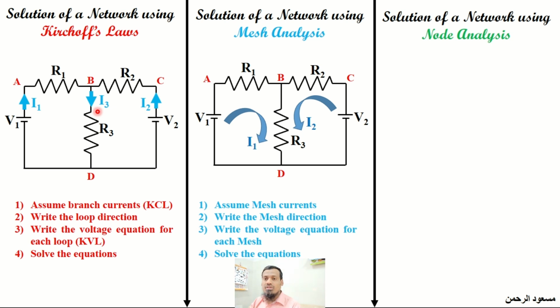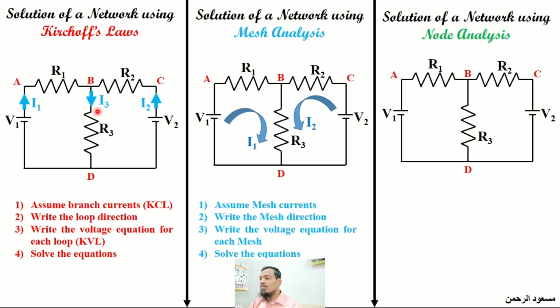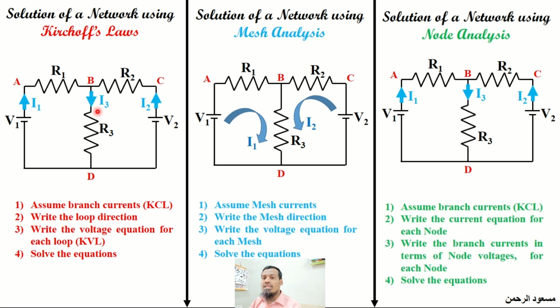And if we solve the same network using the nodal analysis method, the difference is that we will assume the node namings, and after that we will be assuming the branch currents using KCL. Those assumed branch currents will be written in terms of an equation by considering one node at a time, and the current equations for each node will be written in terms of node voltages. That equation will be solved to get the required values. So these are the three network solution methods.